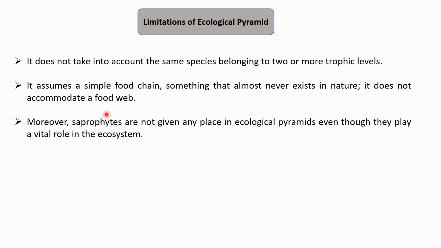Repeating them once again. Firstly, it does not consider the same species that belongs to two or more trophic levels. Secondly, it assumes a simple food chain, which almost never exists in nature, and it does not accommodate a food web. Moreover, the saprophytes are not given any place while considering the ecological pyramids, even though they play a vital role in the ecosystem.